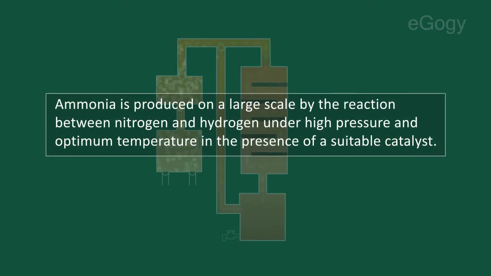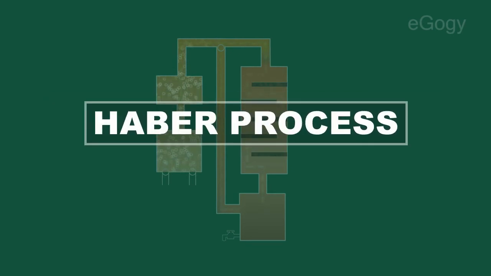Industrial production of ammonia. Ammonia is produced on a large scale by the reaction between nitrogen and hydrogen under high pressure and optimum temperature in the presence of a suitable catalyst. This method is known as the Haber process. Hydrogen is obtained by reacting methane with steam or through the cracking of oil, and nitrogen by fractional distillation of air.